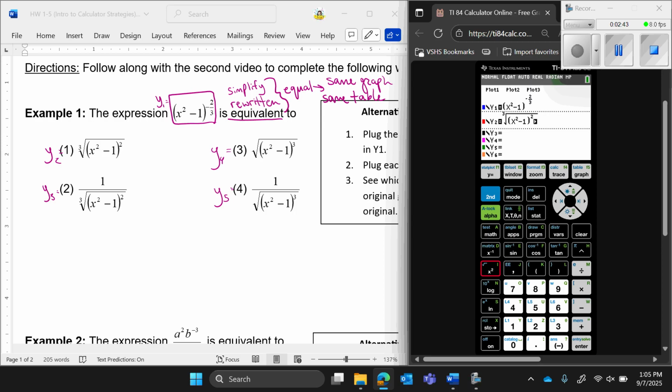Pause the video, take a minute to plug in all your answer choices, and make sure that you can actually do this on your own. You don't want to get to the quiz or the test and then realize you forgot how to press these buttons. So take the time to do it.